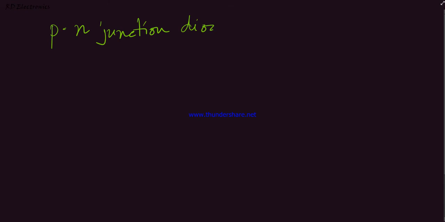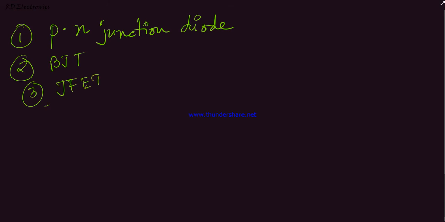One thing should be remembered: in this class, or in this tutorial, we only talk about the circuit operation of the PN junction, not the physics of semiconductors or any kind of energy band theory. So the first lecture is about the PN junction, then the bipolar junction transistor, and the third is the junction field effect transistor. These three are very important and fundamental in electronics.